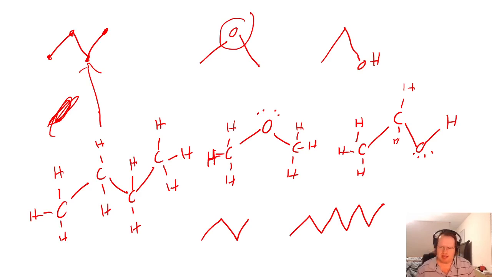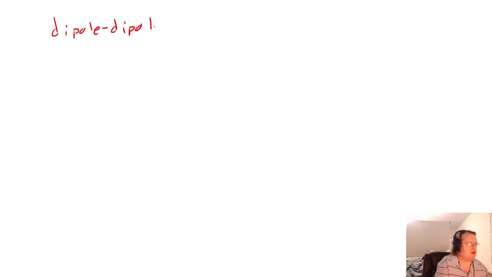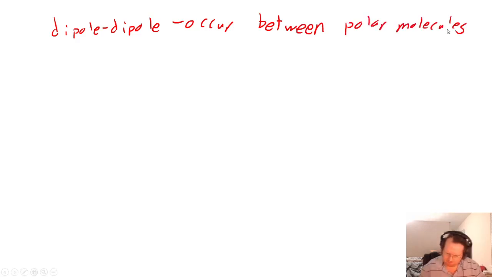So now what I want to look at is our dipole-dipole forces. So for dipole-dipole, this is going to occur between polar molecules. So for example, I like this example that one of my textbooks used that I worked with before. So we've got C double bonded to an O connected to 2 H's. Formaldehyde.